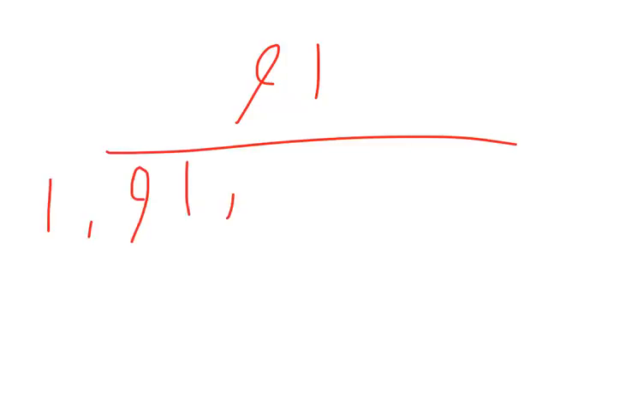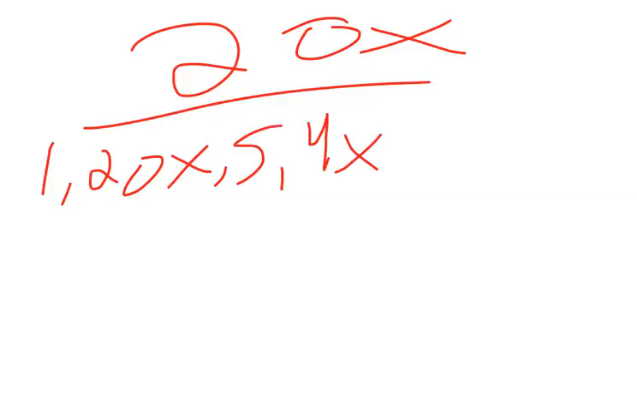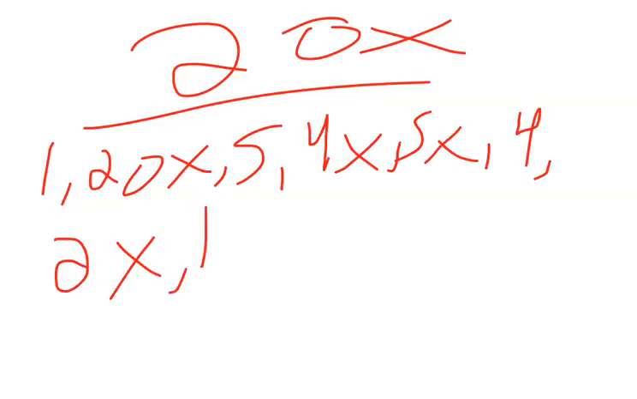1 and 91, 7 and 13. Why? Because 1 times 91 is 91, and 7 times 13 is 91. Yep. Okay, let's get a little bit tricky. 20x. So 1 and 20x are obviously factors. In this case, 5 and 4x are also factors because 5 times 4x is 20x. So 5x and 4 are also factors. You have 2x and 10, that gives you 20x, and 10x and 2. So these are some factors of 20x.